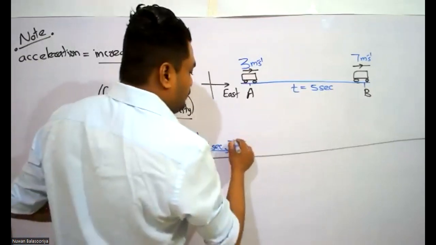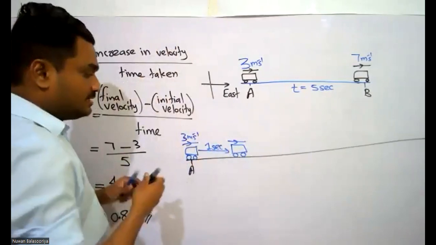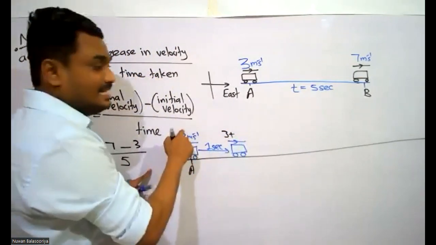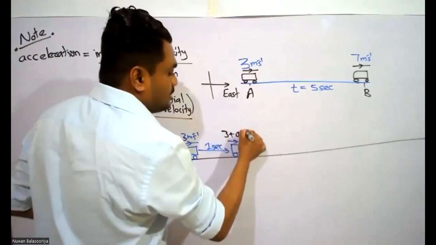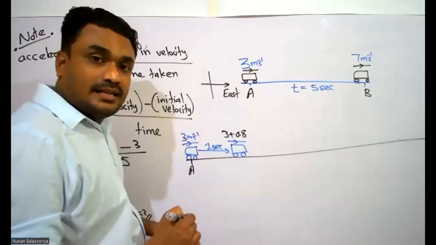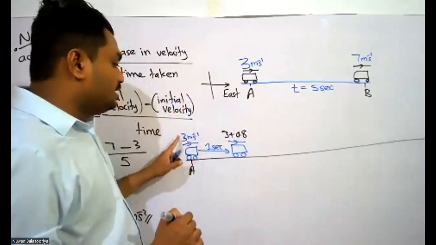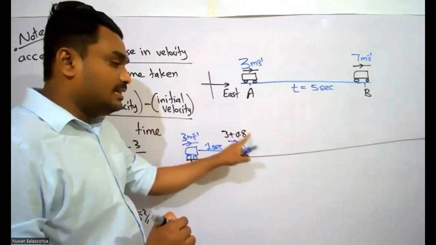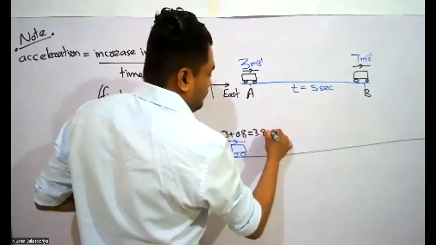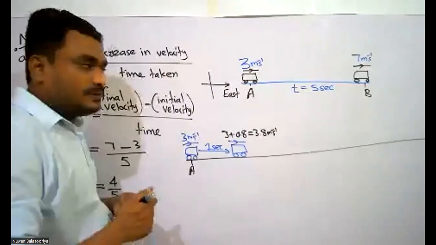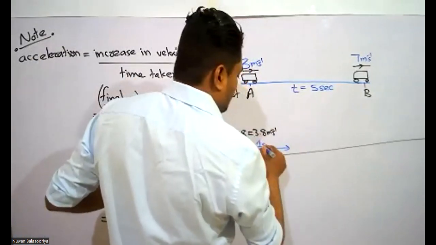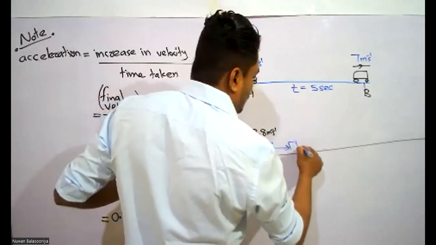After 1 second, the velocity of the object is the summation of the previous velocity, that is 3, and the acceleration 0.8. It is the summation of the previous velocity and the acceleration. So there will be 3.8 meters per second, right?